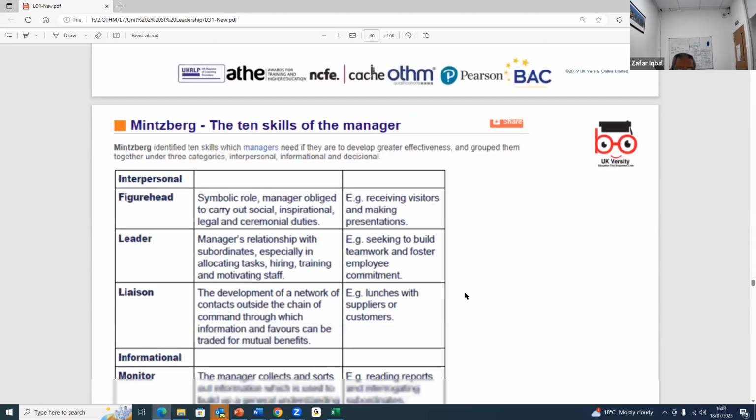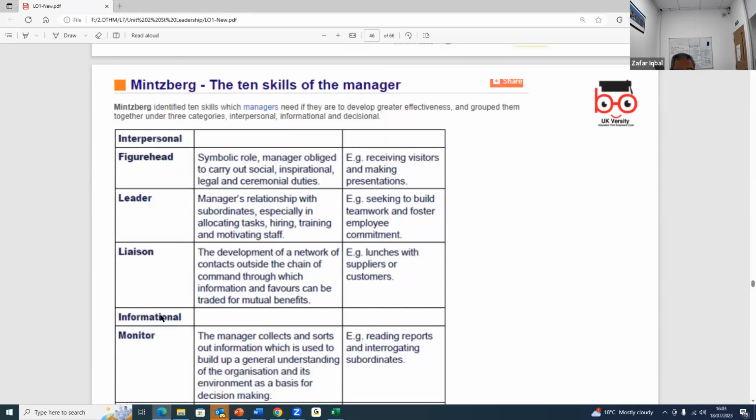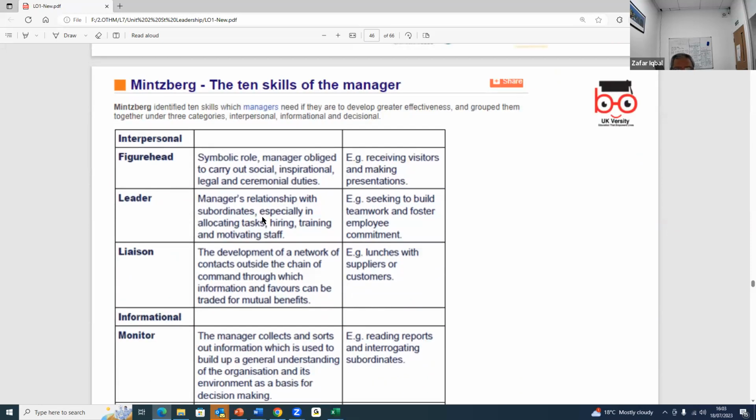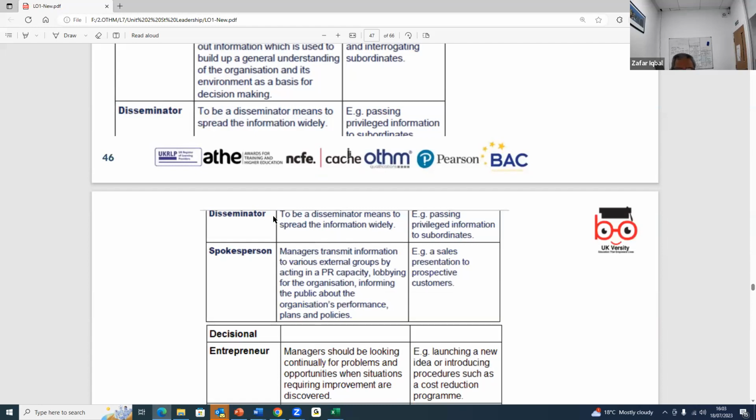Mintzberg, on the other hand, looks at the 10 skills of the manager rather than 10 roles of leader, and he thinks that a manager can be a figurehead or leader and liaise with other people and information and monitor. So he looks at the interpersonal skills, and he comes up with different types of skills for managers when they need to develop as leaders and as managers. There is a handout, and you can look at that.